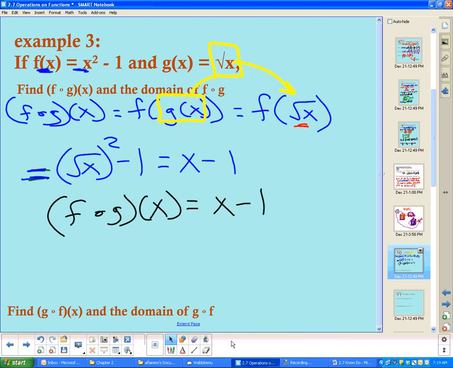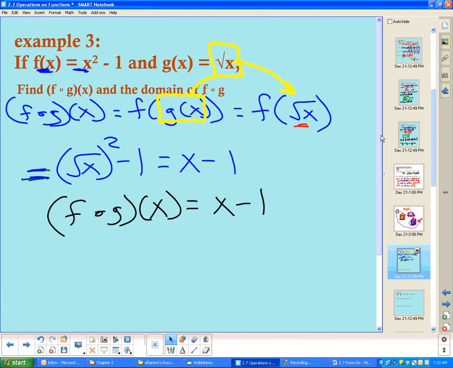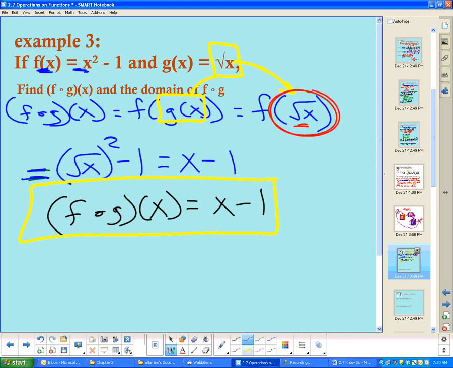Now, here's where the domain portion gets a little bit tricky. If I look at my final result and I want to talk about its domain, I would say, oh, it's all real numbers, no problem, because it's a linear function. But it actually isn't all real numbers. Remember that this is a composition of functions that came through the square root function.